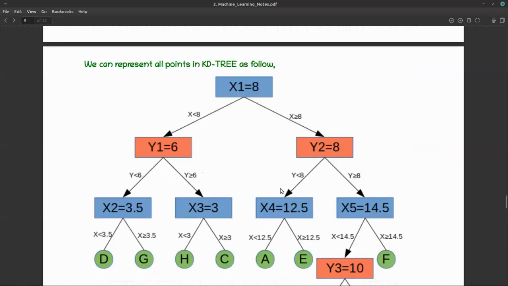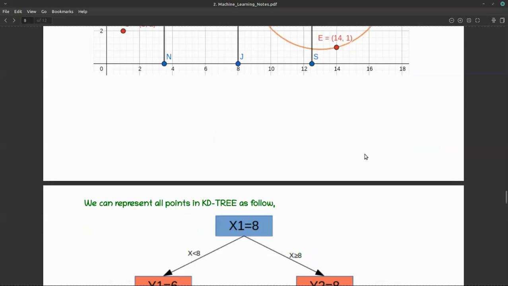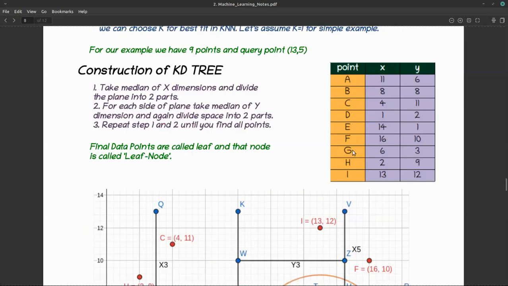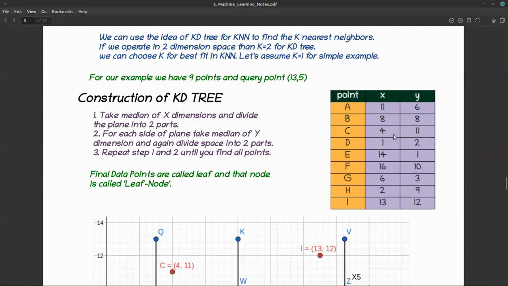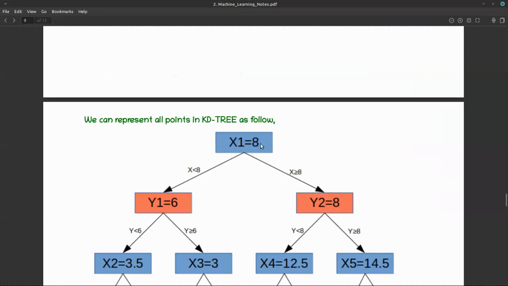Okay, so back to the problem. So first level is nothing but x, right? And how many data points do I have in my hand? All 9 data points, right? So what I'll do, I will calculate the median of the x coordinates. So the median of 11, 8, 4, 1, 14, 16, 6, 13, and so on. So the median of all these 9 x values would be 8, right?